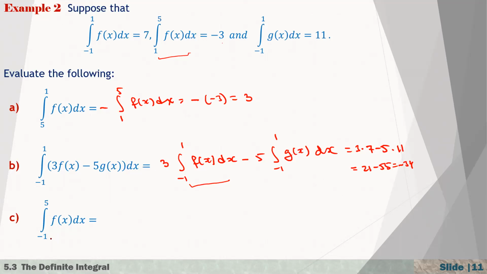And the last one, from -1 to 5, right? Again, using the additivity rule, I can just split this into two: the integral from -1 to 1 of f of x dx, plus the integral from 1 to 5 of f of x dx. The first is equal to 7, and the second is equal to -3, so the total is equal to 4.